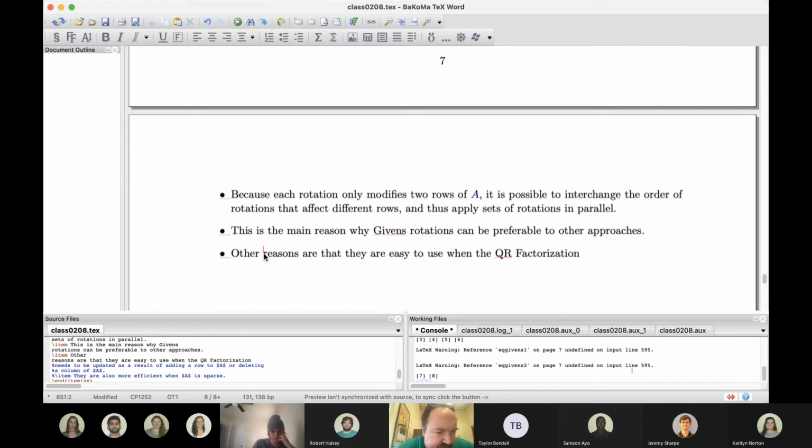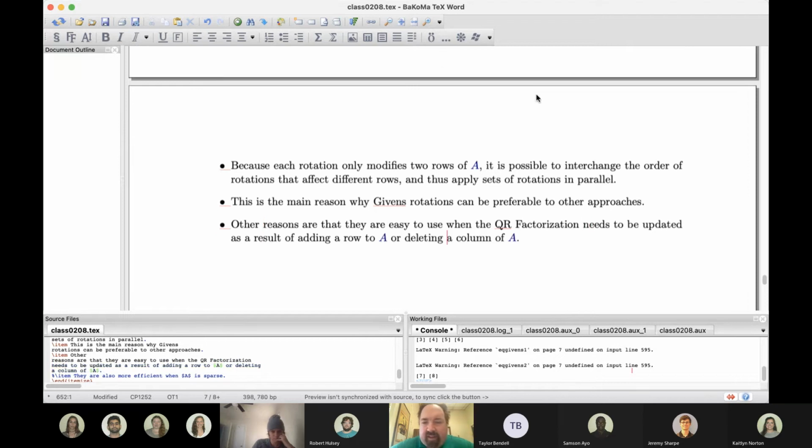Another good reason for them is, suppose you change A, like you add a row to A or you delete a column of A. You don't want to have to recompute the QR factorization from scratch, and you don't have to. It actually is possible to update QR factorizations with less work, and it's Givens rotations that are best for doing that.